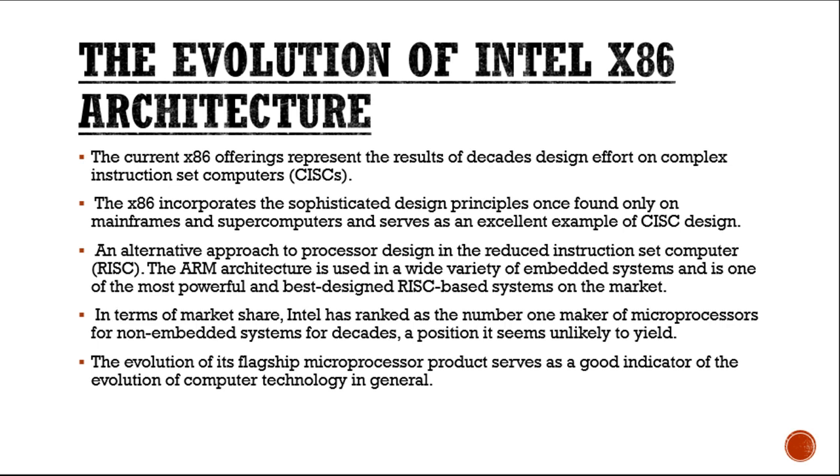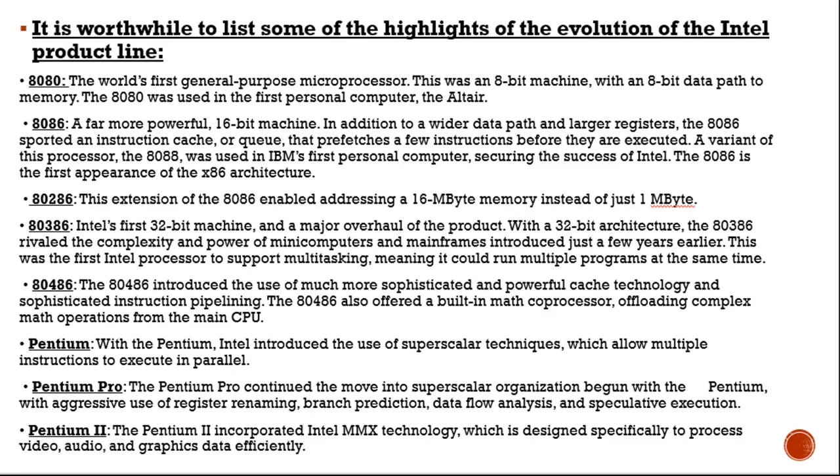In terms of market share, Intel has ranked as the number one maker of microprocessors for non-embedded systems for decades, a position it seems unlikely to yield. The evolution of its flagship microprocessor product serves as a good indicator of the evolution of computer technology in general. The world's first microprocessor was the 8080. This was an 8-bit machine. The 8080 was used in the first personal computer, the Altair.